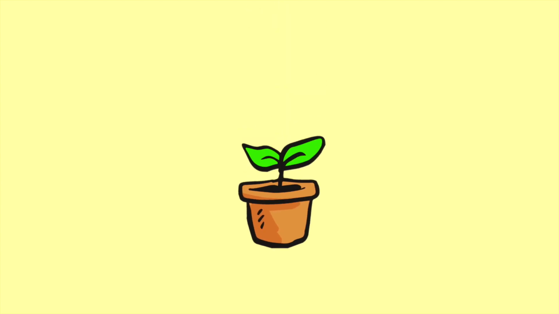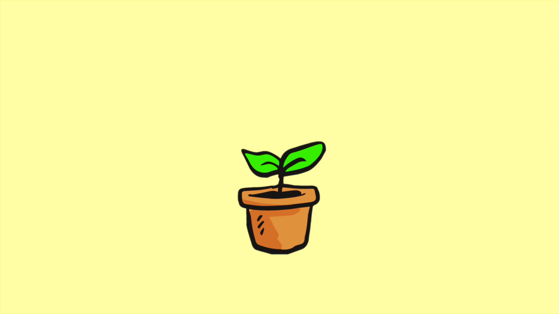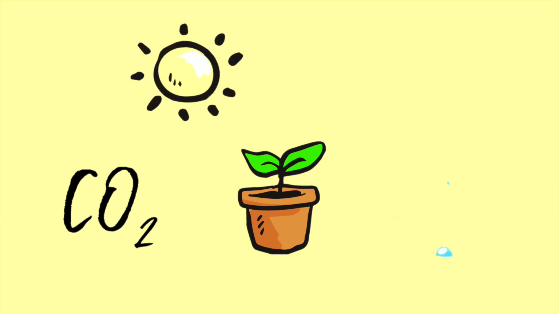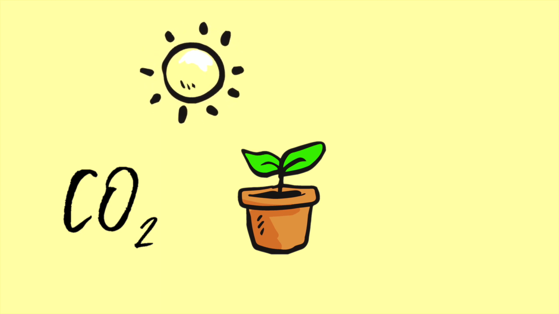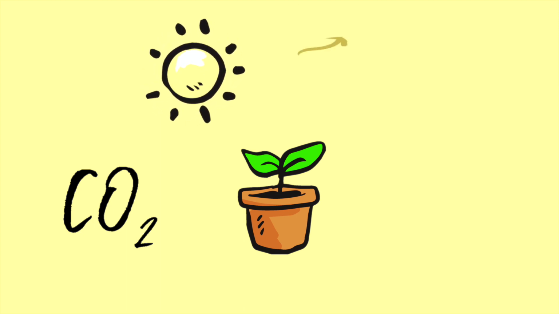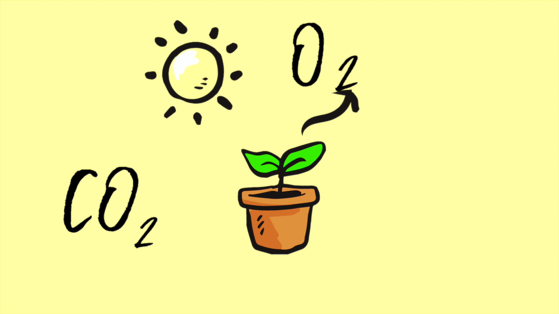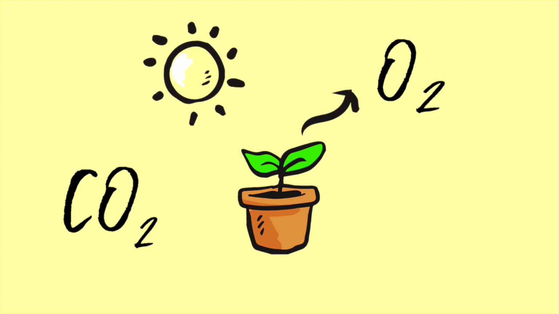Well, plants, of course. Through a process called photosynthesis, the leaves of plants take carbon dioxide, water, and sunlight, and use them to make food for themselves, in the form of sugar, and make oxygen to release into the air. Photosynthesis has been happening in nature for billions of years.